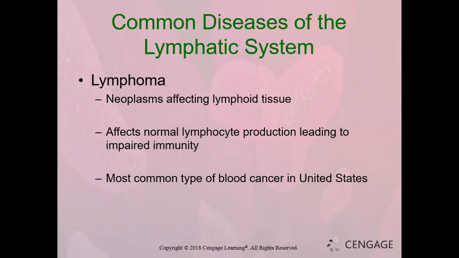Lymphoma is a neoplasm or a cancer affecting the lymphoid tissue. This affects normal lymphocyte production, which you should know by now that lymphocytes have to do with your white blood cells, and your white blood cells are what helps your immunity. So this can lead to impaired immunity. And at the time of the writing of this text, this was the most common type of blood cancer in the United States.